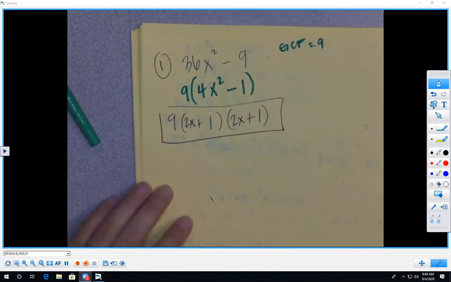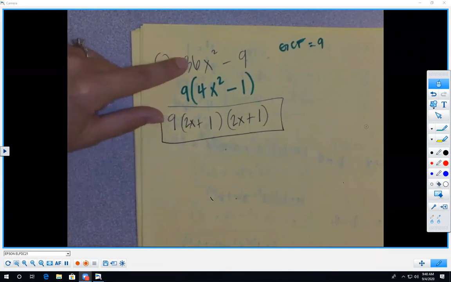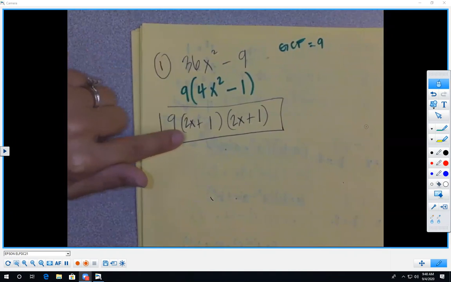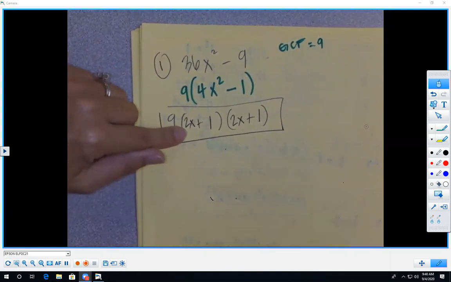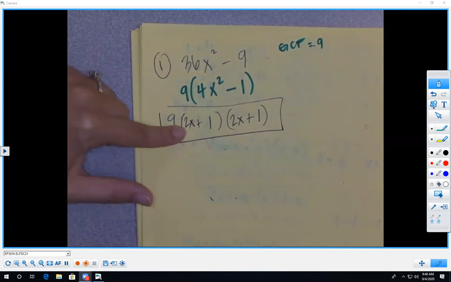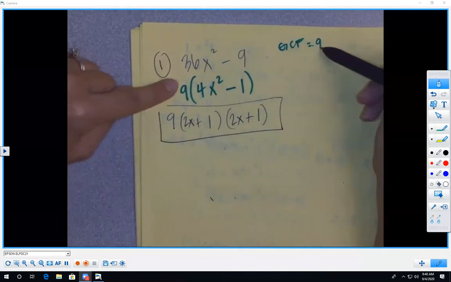On this problem, if you didn't check for a GCF and you just went straight from here and did difference of 2 squares, you would get an answer that is not finished. Like from there, you would technically have to take out the GCF, and that's a lot harder. So it's easier if you take out the GCF at the very beginning.